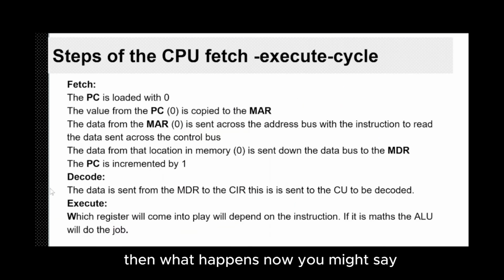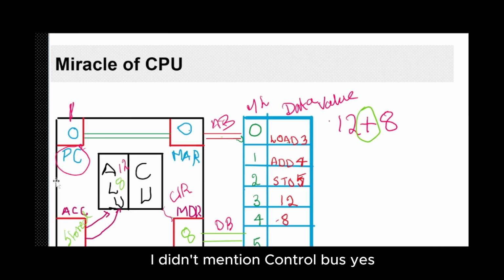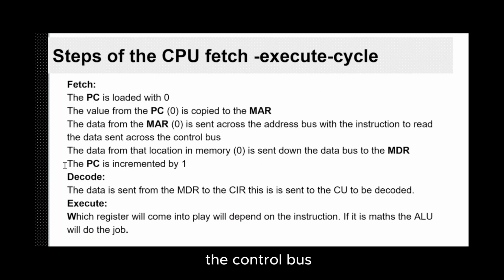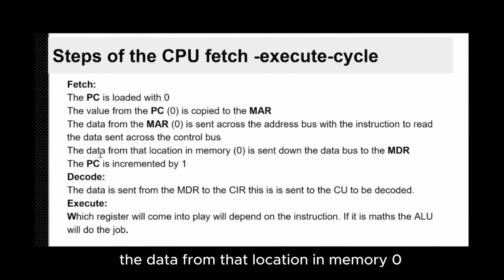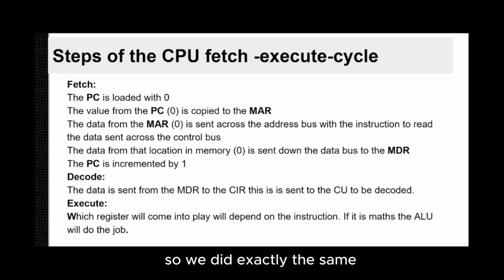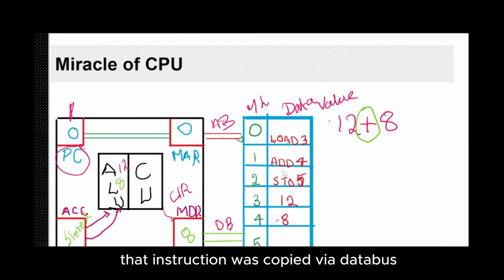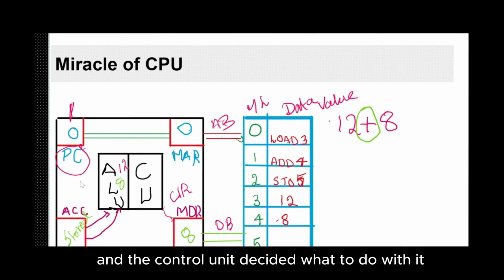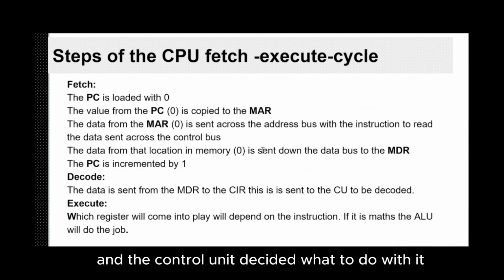Now you might say, but I didn't mention the control bus. Yes, there is a control bus which comes here, which you really don't need to know, but it's fine. The control bus just carries your instruction. The data from that location in memory 0 is sent down the data bus to the MDR. So we did exactly the same. That instruction was copied via the data bus, and then the control unit decided what to do with it.